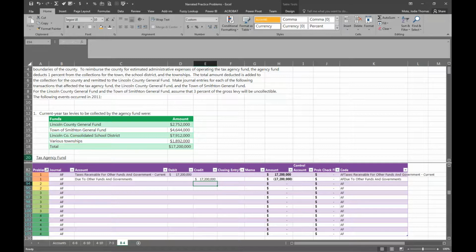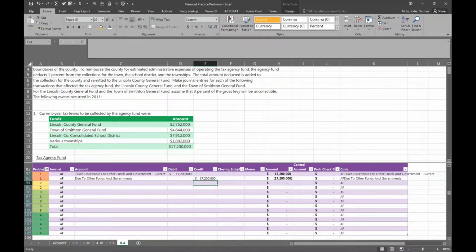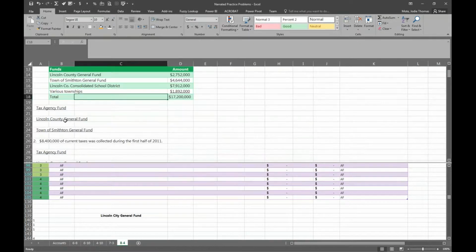All right. Now let's go ahead and do the, also for each of these problems, it's also going to ask you to do an entry for the general fund for both Lincoln County and the town of Smithton. So let's go ahead and do those right here. Lincoln County General Fund, if you remember from your previous assignments, is going to record a tax receivable for the amount that it states in the problem, which is 2,752,123.